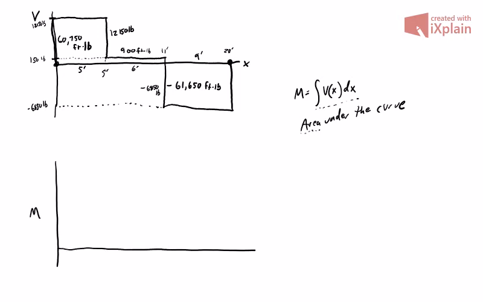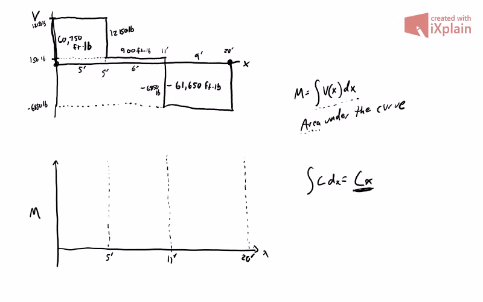So across we have X and we have M. Now we know those important points are going to be at 5 feet, 11 feet, and then our last one is at 20 feet. All right, so mathematically, if you remember back to calculus, the integral of a constant is just that constant times x. So that's a linear function, right?